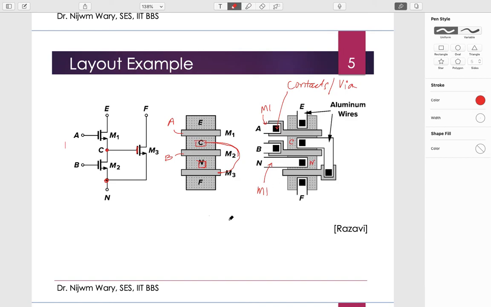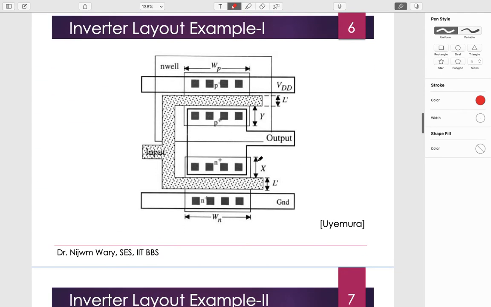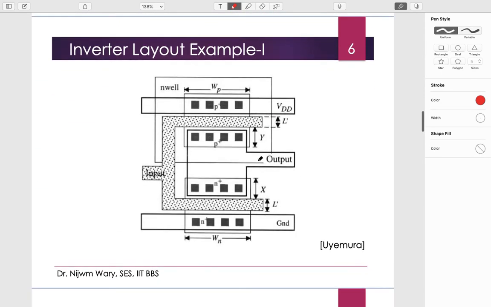Yes, sir. So because we need all this A, B, N, E, F, right? All these are terminals for this cell, right? That's why we need to make the connection with M1 so that we can then connect with some other circuits like that. Clear? Okay. So again, this was not complicated. This is simple only.